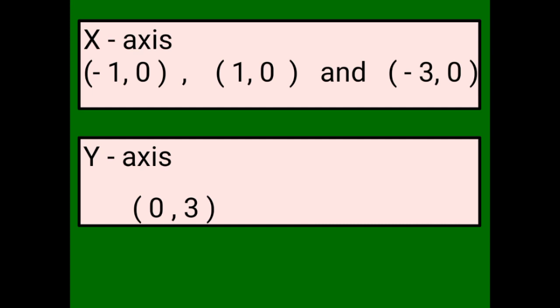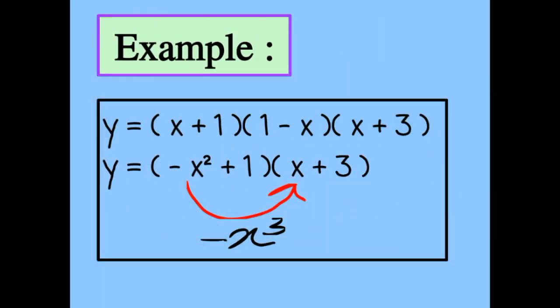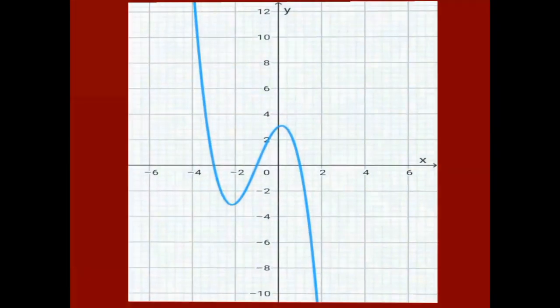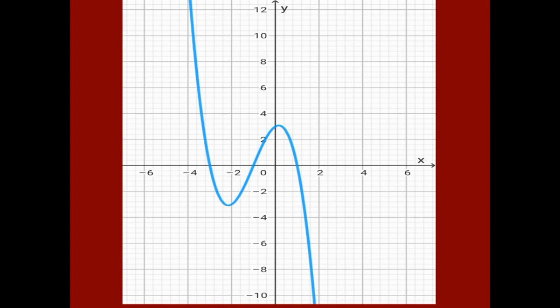So, y = (x + 1)(1 − x)(x + 3). Expanding the first two brackets gives us y = (−x² + 1)(x + 3). The coefficient of x³ is minus 1 and hence the curve has a negative x³ coefficient. So, the graph would look like this.